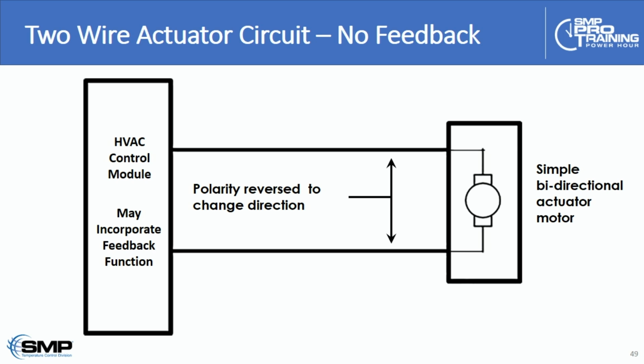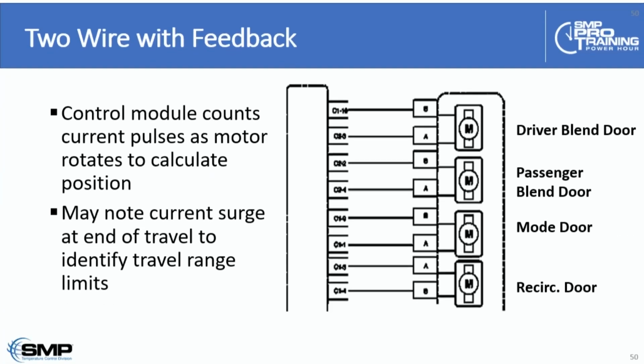The control module can just reverse the polarity to drive the actuator in either direction. This is the type of setup often used in some older vehicles. Driving the recirc door would be a very common application for this type of circuit.